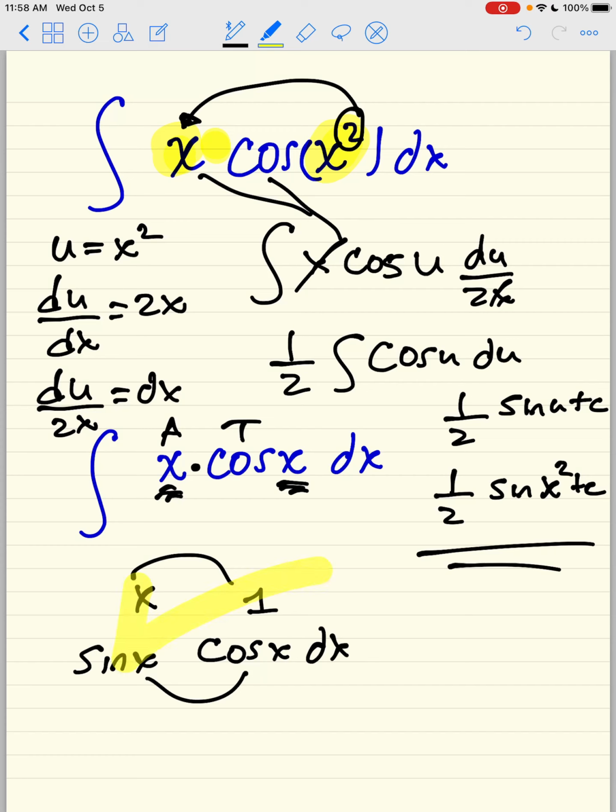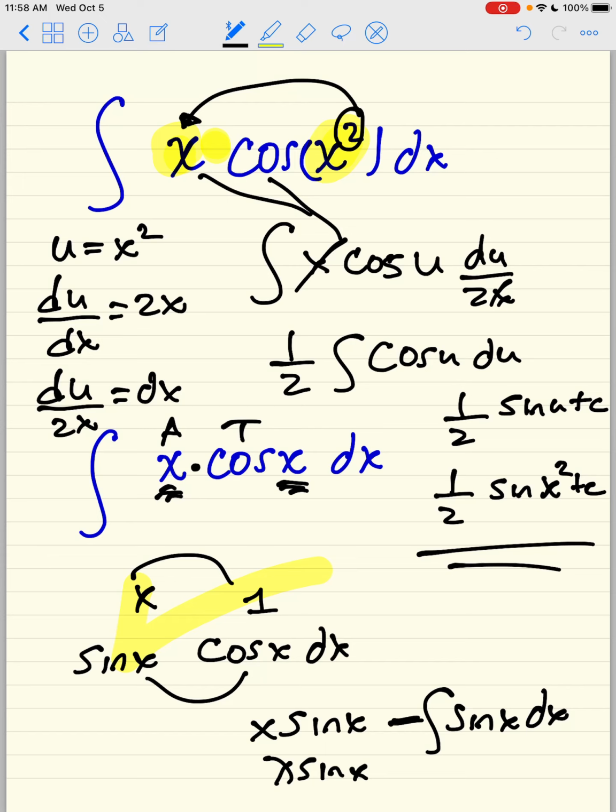You're going to make your check, and that's going to be x sine x minus the integral of sine x dx. So x sine x, and the integral of negative sine is positive cosine. Or the integral of sine is negative cosine, which is a negative negative. So that's all. That's your answer there. So I hope that's okay.